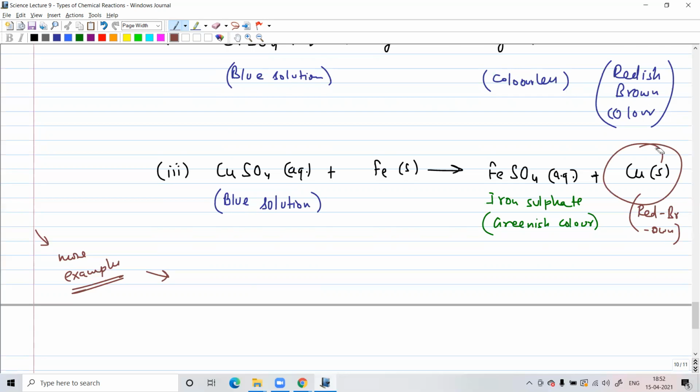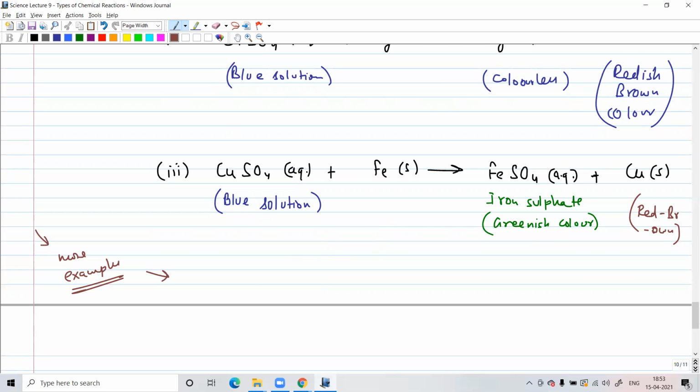Sir, if we use Na in place of Fe? Sodium. Okay, so now your question is asking whether sodium is more reactive than copper or not, right? Yes, sir. So that reactivity series we will see later in the coming chapters. You do not need to worry about it.